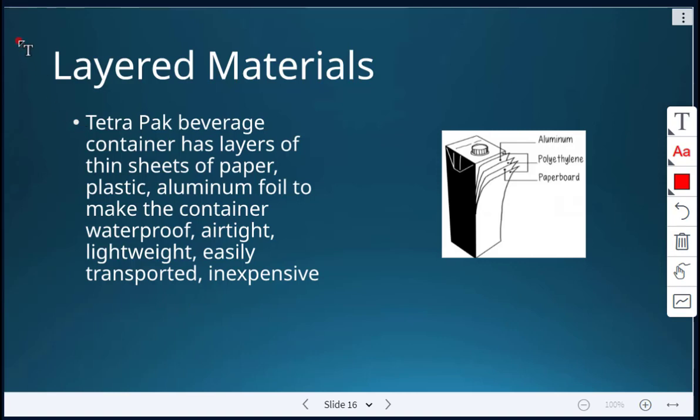Layered materials can be used. An example is a Tetra Pak. It's a beverage container. It has layers of thin sheets of paper, plastic, and aluminum foil, therefore making the container waterproof, airtight, lightweight, easy to transport, and inexpensive. You can see the layers here of aluminum, paperboard, and polyethylene, which would be like a plastic.